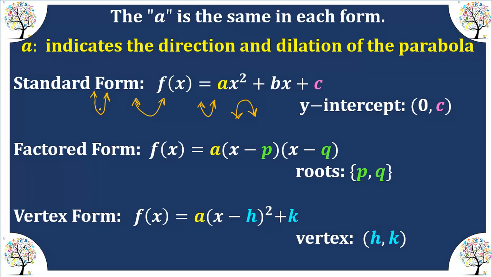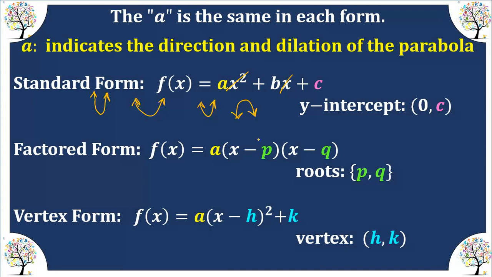Now let's take a look at what each form offers. So for standard form, the c value is actually your y-intercept, because if you plug in 0 for x, you end up with the value c. So with standard form, you can easily identify the y-intercept.